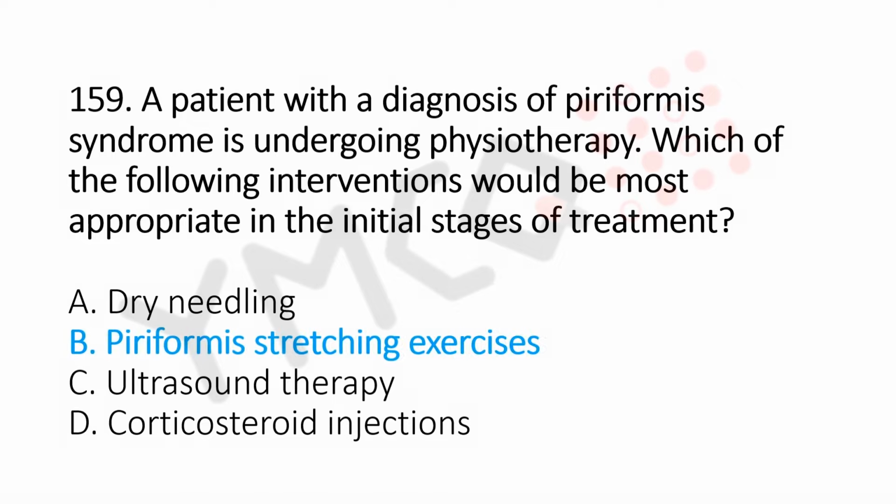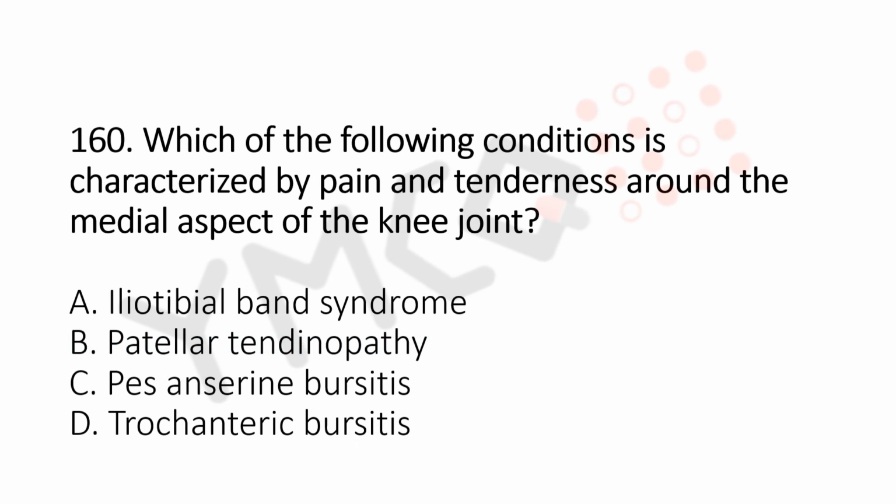Now let's move to question number 160. Which of the following conditions is characterized by pain and tenderness around the medial aspect of the knee joint? Option A, iliotibial band syndrome. Option B, patellar tendinopathy. Option C, pes anserine bursitis. Option D, trochanteric bursitis. And the answer is Option C, pes anserine bursitis.